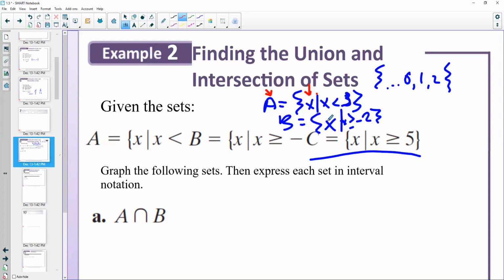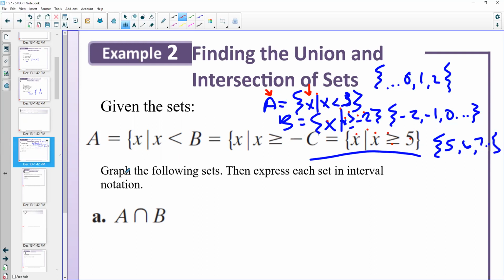In set B, I have x where x is greater than or equal to -2. So in set B, I have all of the things that are going from -2 up. And the dots mean it continues. And then set C is x where x is greater than or equal to 5. Okay, so 5, 6, 7, and so on.